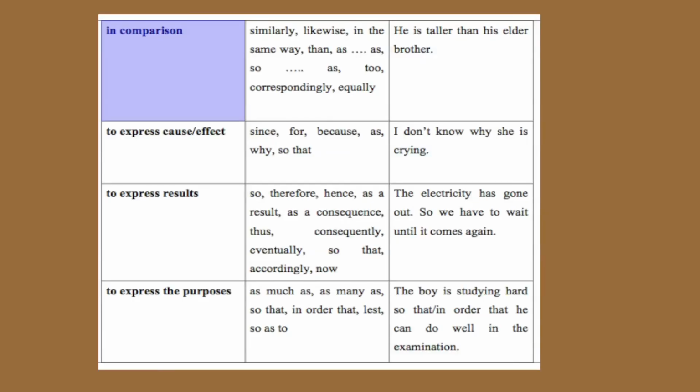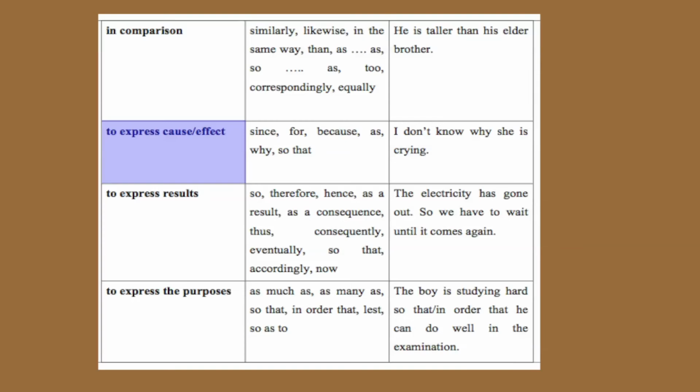Sentence connectors are also used in comparison. Similarly, likewise, in the same way, than, as dash as, so dash as, to, correspondingly, equally are used also. I am giving you an example to make it more clear. He is taller than his brother. This than is used to compare him and his brother.